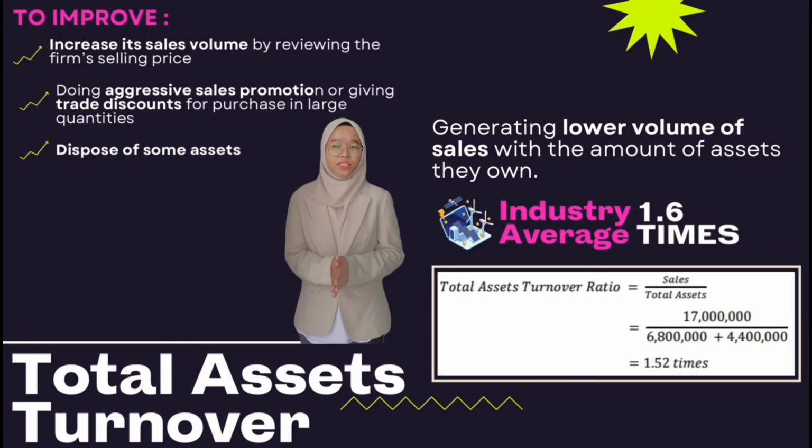Hikmat Bakti Berhad's total assets turnover ratio of 1.52 times is lower than the industry average of 1.6 times. It indicates that Hikmat Bakti Berhad is generating a lower volume of sales with the amount of assets they own as compared to the industry average. To improve, Hikmat Bakti Berhad should increase its sales volume by reviewing the firm's selling price, doing aggressive sales promotion, or giving trade discounts for purchases in large quantities, or dispose of some assets.